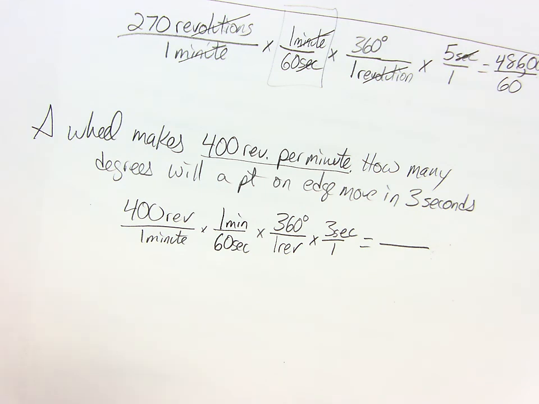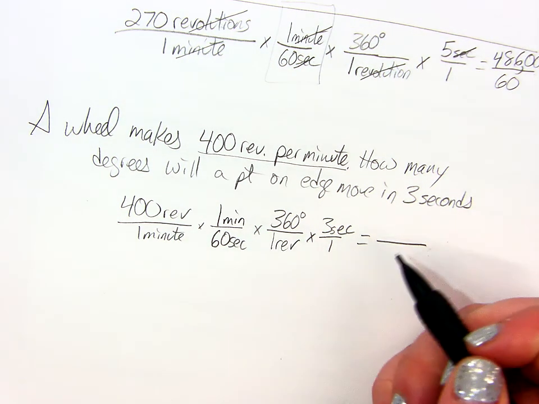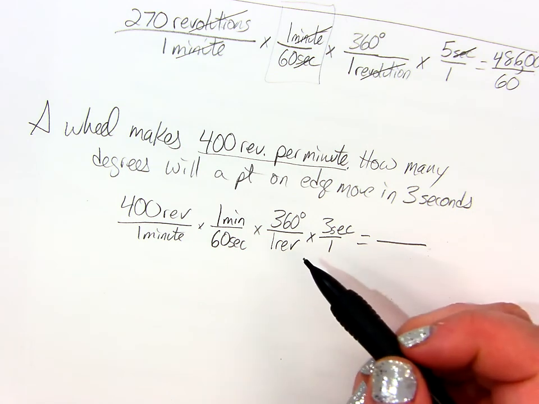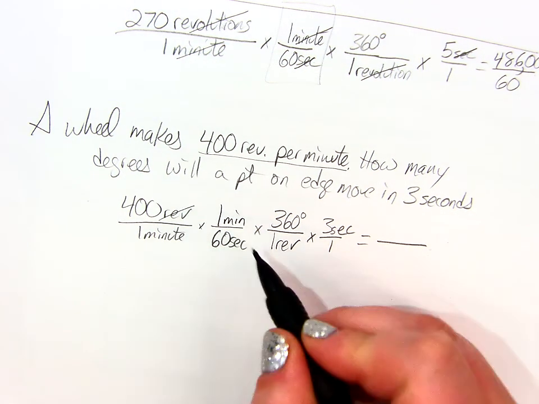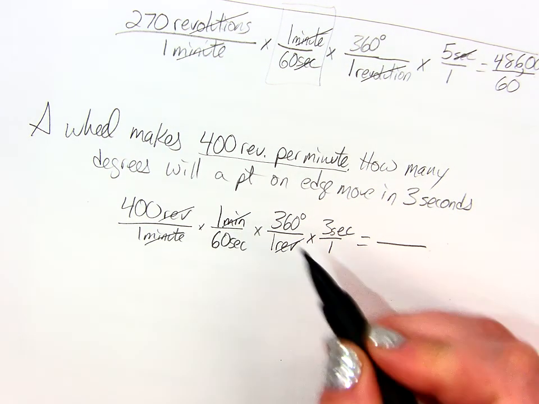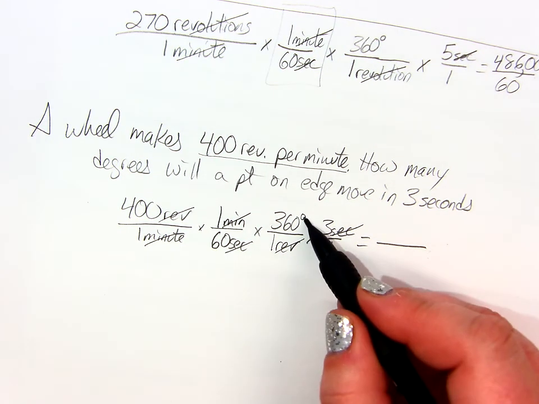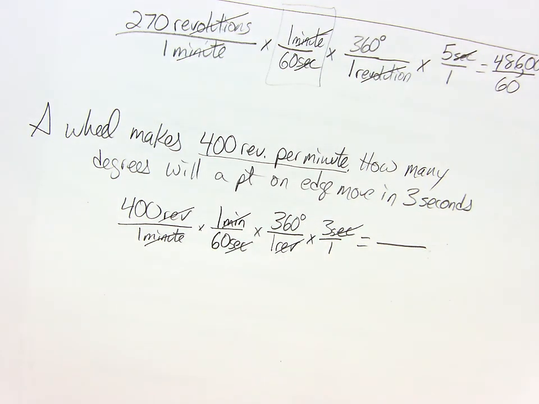So hopefully, if you have this, and then I always like to verify that all my units work out. You can't be lazy and not write the units with stuff like this. Believe me, I am super lazy, and I know that I need to write them because you need to be able to keep track of everything. So revolutions cancels with revolutions. Good. Minute cancels with minute. Seconds cancel with seconds. The only unit I have left is degrees, which is exactly what I want.